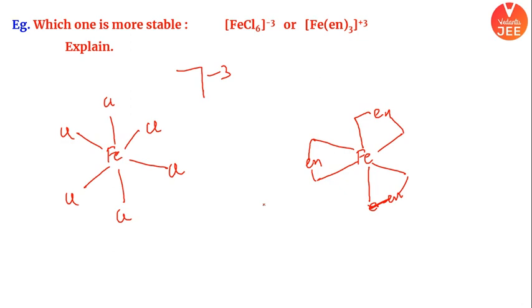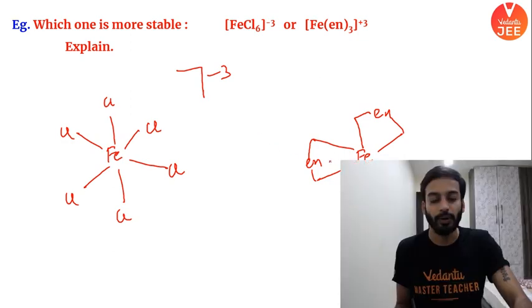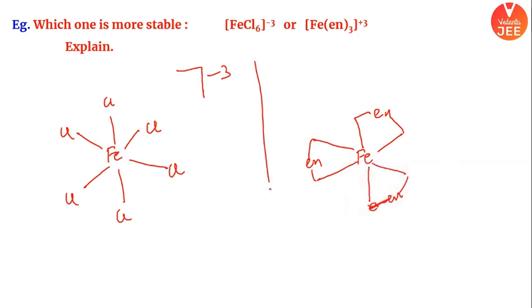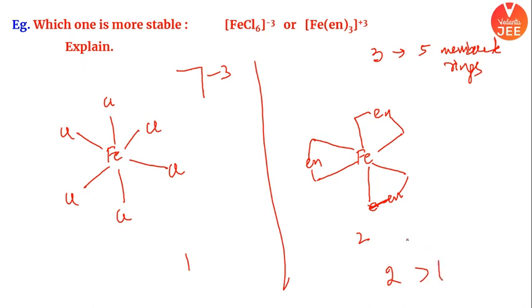So if I go for this particular compound, or if I go for this particular compound, there will be three five member rings. And higher the ring number, more will be the stability. So five member rings are there, more is the stability, okay? So answer is, which one is more stable? First or second, answer is second is more stable than first. This is your stability order. Okay, beta, I hope it is clear.